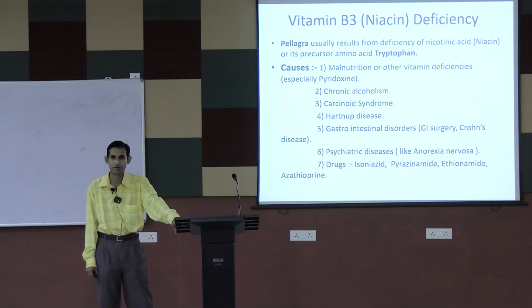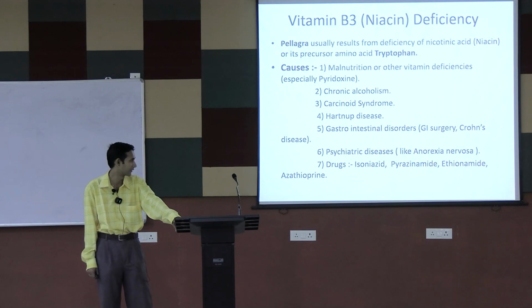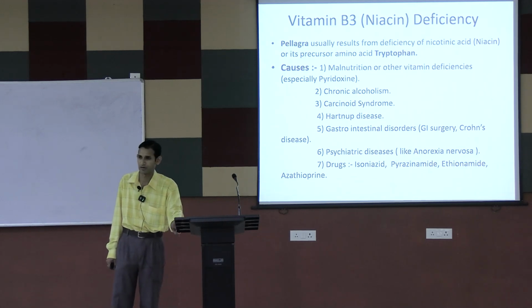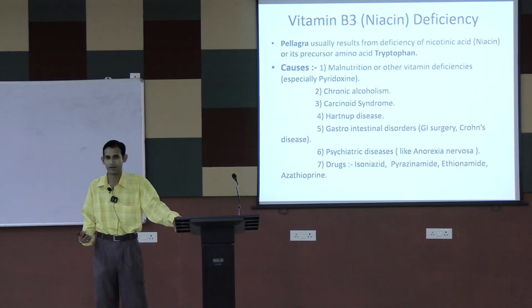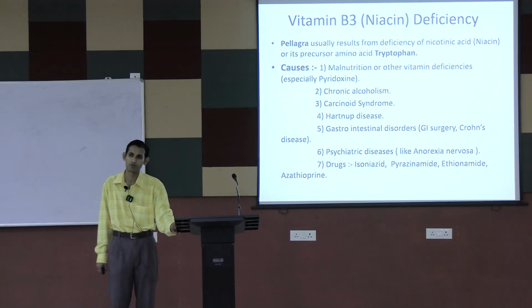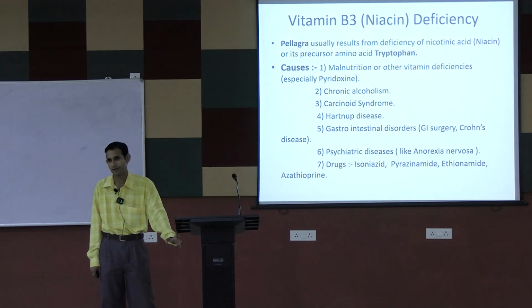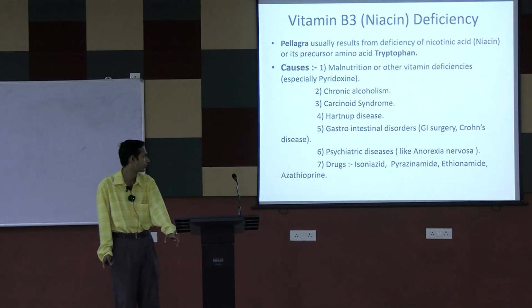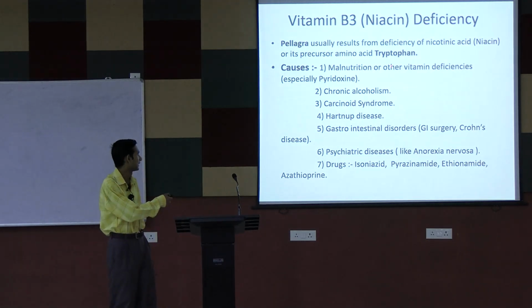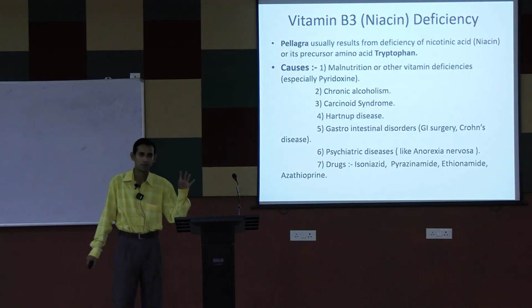Other gastrointestinal disorders, for example gastrointestinal surgery and Crohn's disease, can also produce this condition. Psychiatric conditions, particularly anorexia nervosa, an eating disorder, carry a high chance of several vitamin deficiencies including niacin. Some medications can also give rise to pellagra, most importantly anti-tuberculous medications: isoniazid, pyrazinamide, ethionamide, prothionamide, and also azathioprine and 5-fluorouracil. You have to remember 3 or 4 most important: malnutrition, other vitamin deficiency, alcoholism, carcinoid syndrome, Hartnup's disease and GI surgery. Just 3 or 4 is enough.